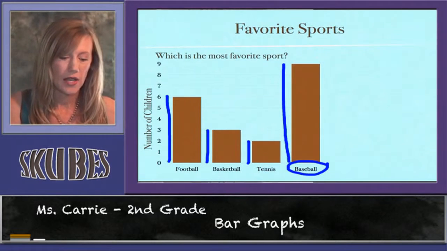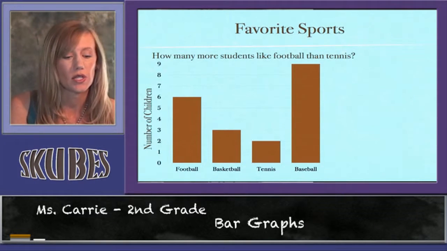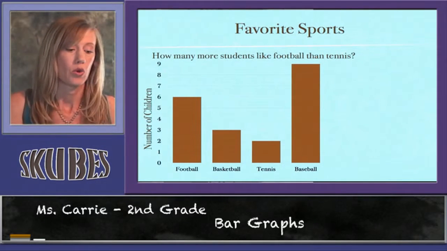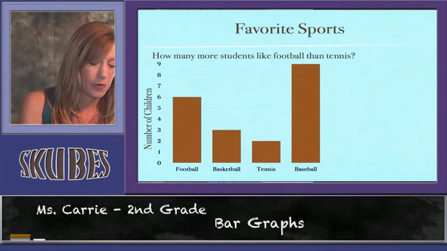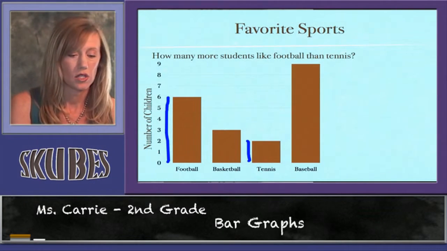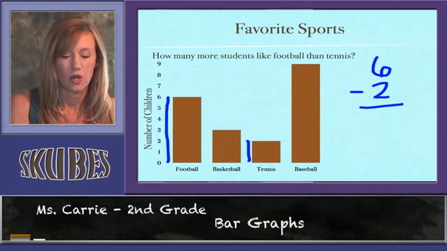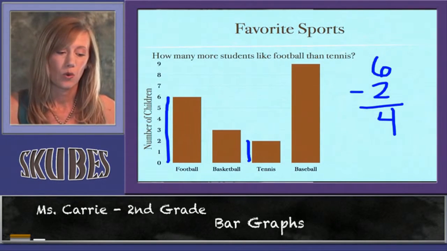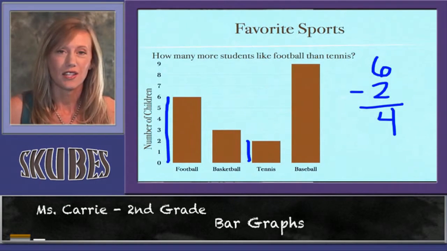Let's look at one last question with bar graphs. This question asks, how many more students like football than tennis? When we see how many more, we know we're going to subtract. So let's see. Football was 6, and only 2 children liked tennis. So we subtract 6 minus 2, and we get 4. 4 more students liked football than tennis. That concludes our lesson on bar graphs.